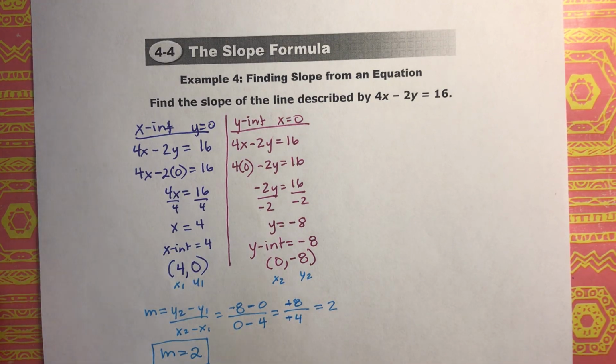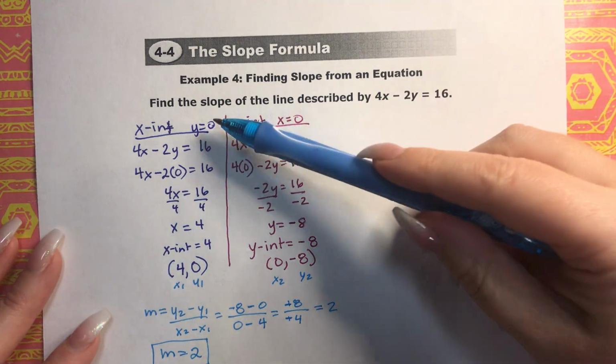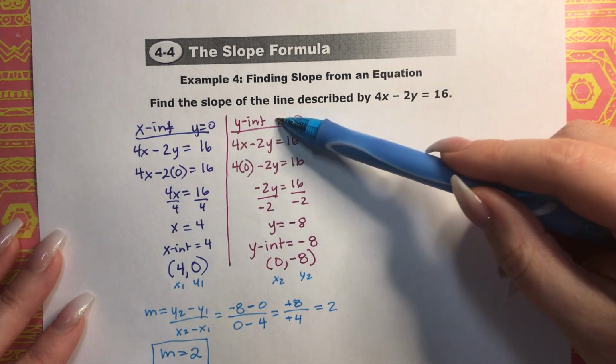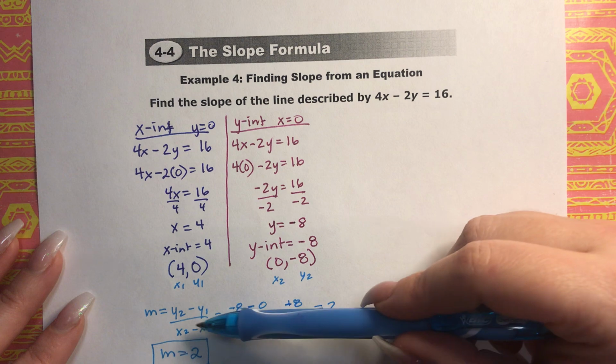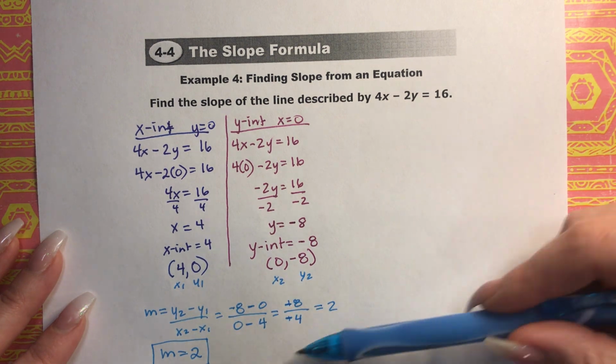Isn't that so cool? We just had this equation. We found the x-intercept, which gave us a point. We found the y-intercept that gave us a point. And then we could use our slope formula to figure out what the slope is.